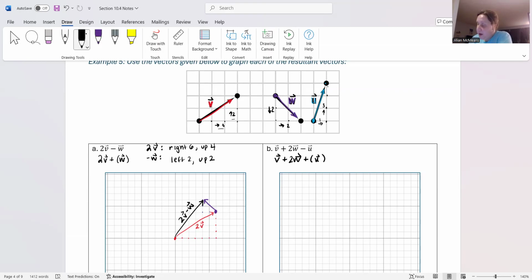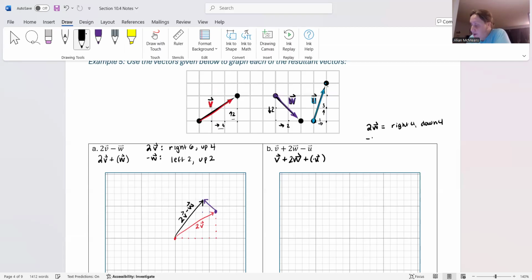Okay, now I'm going to make note of what 2 times vector w is going to do. Remember, we're going to multiply both movements by 2. So we've got to multiply the horizontal and then we've got to multiply the vertical by 2. So looking at w, we would go down 2, so that means I'm going to go down 4. And then I would go to the right 2, which means I'm going to go to the right 4. So I'm going to go to the right 4 and then down 4.